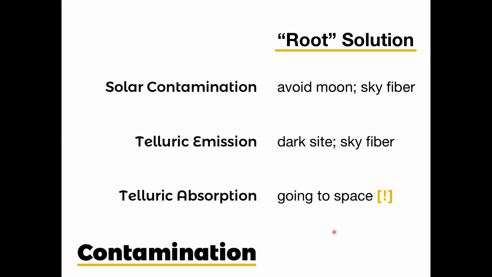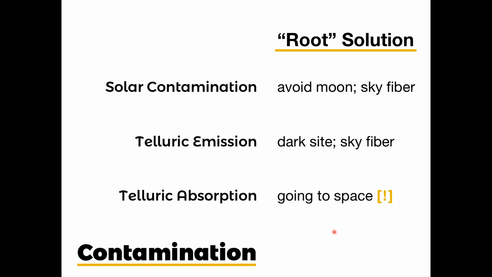For solar contamination, you can avoid the moon when you do the observation, although for doing this type of work, we normally get assigned bright time instead of dark time at our observatory. So this is kind of hard. And you also can mitigate this with a sky fiber. So if you just take a sky calibration spectrum, this could be mitigated, which I'll talk about in a minute. And then there is also telluric emission, which you can solve by just going to a very dark site where you don't see sky emission lines from the city.